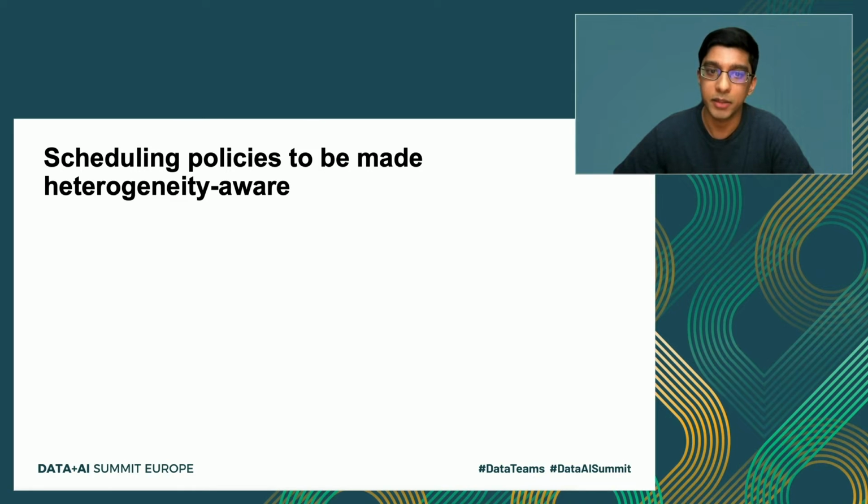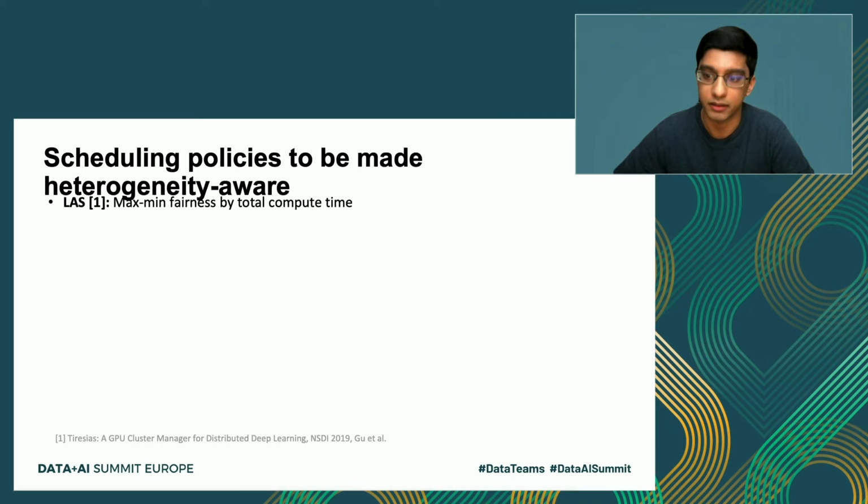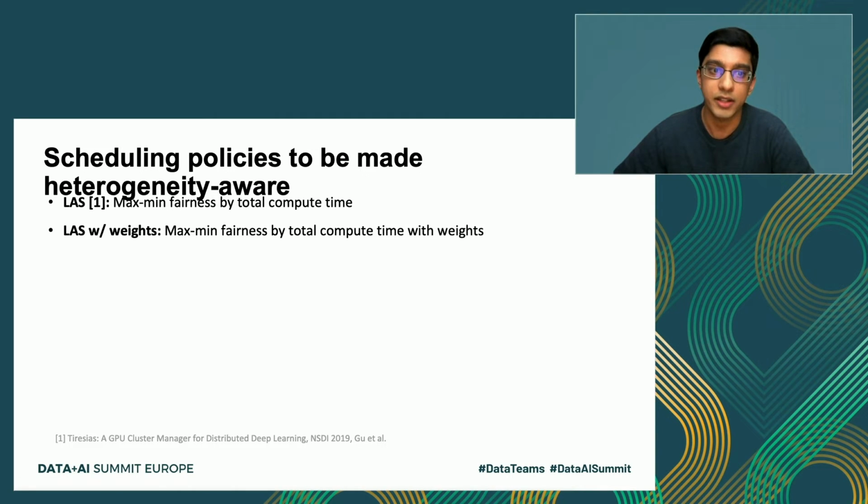So there are many different policies that we can make heterogeneity aware. The first of which is LAS, or least attained service. This is a policy that tries to maximize the minimum fairness quantity, which in this case is the total amount of time each job spends computing on physical resources. There's also LAS with weights, which is similar to LAS, but also allows us to assign different jobs weights in order to compare them against each other.